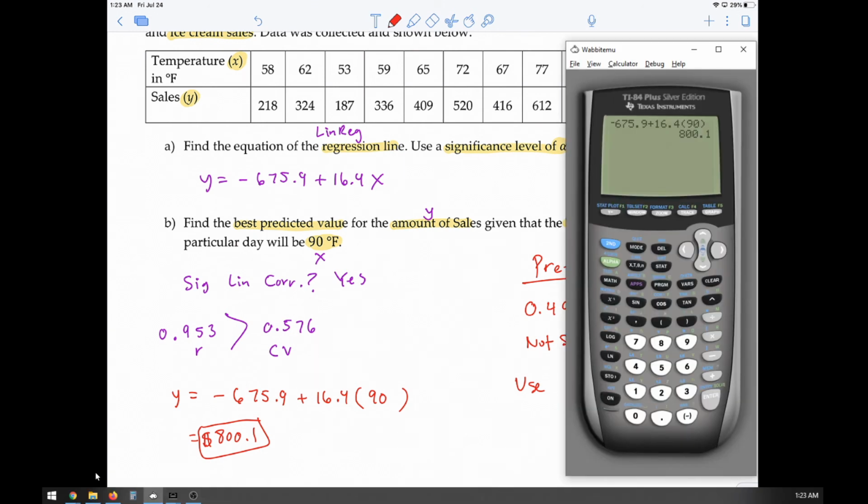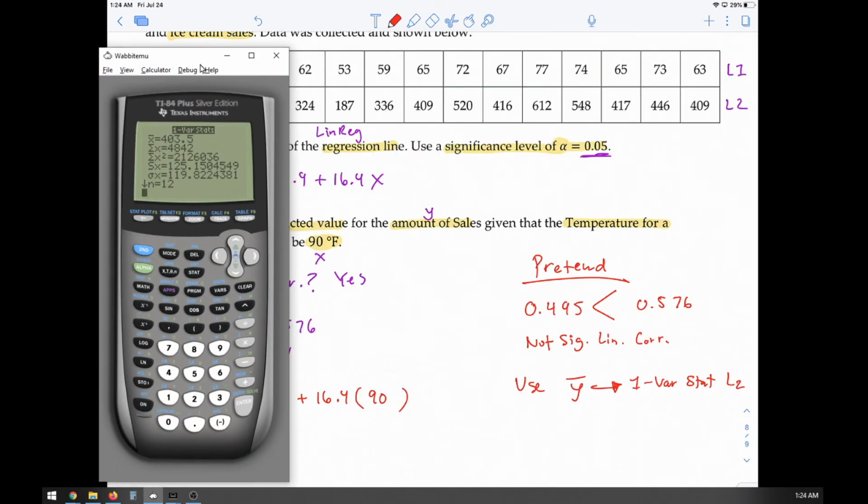So we're going to press stat and then go to calc. 1-Var Stats is our very first function that we use in this class. For the list, we're going to put L2 because that's where we store the y's, so second 2. Frequency list, we're going to leave blank and just calculate. And then this x bar is actually our y bar. And our best predicted value would be $403.50.